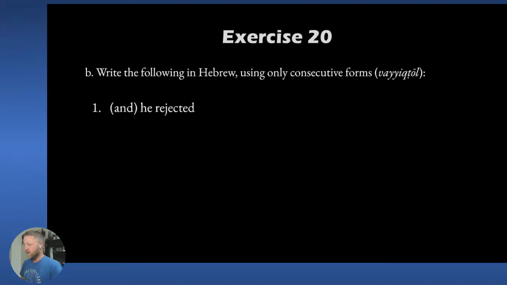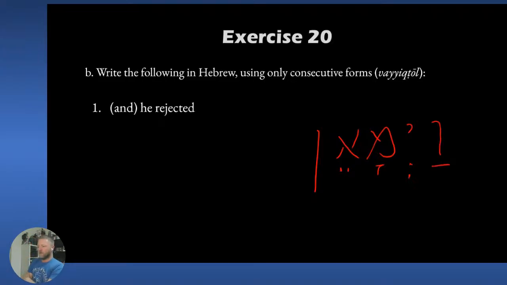Okay. He rejected. I assume that this is built on the verbal root mem aleph nun. The yod is yema'en. It's PL. Vayema'en. Vaima'en is used in the sense of he rejected, he refused. This is used in the Joseph story where Potiphar's wife was putting pressure on him to do things with her, and he refused. Vaima'en.